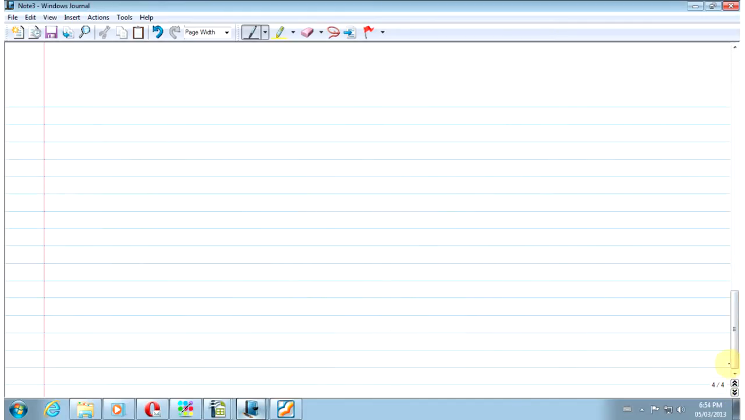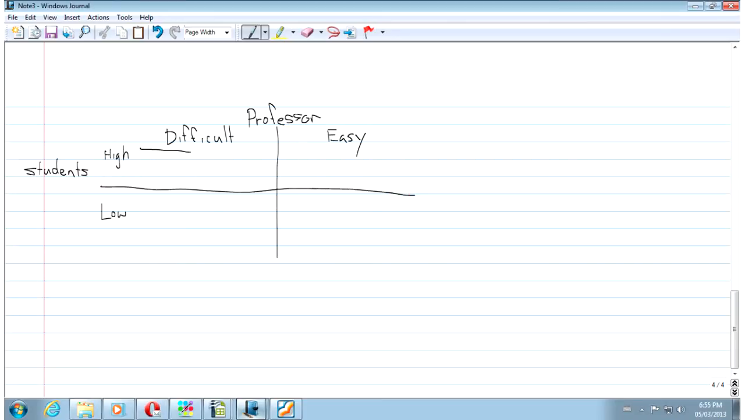Okay, so we've got two players. We've got the professor, and his choices are difficult or easy. And we have the students, and they can choose high or low preparedness. So let me just draw in some lovely little boxes here so that it looks like what you're used to. Again, I apologize for the unprettiness of this, but it'll get the job done.